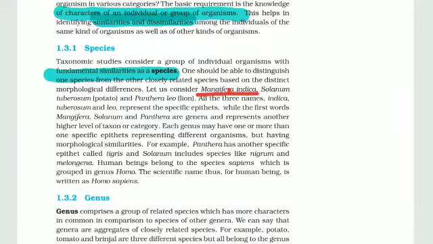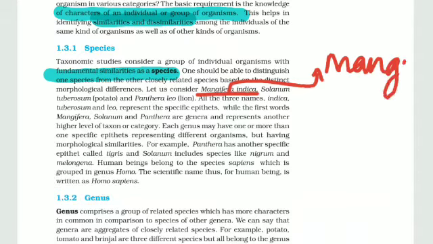This is mango's scientific name. Then you have Solanum tuberosum, which is potato, and Panthera leo for lion. All these three names, indica, tuberosum, and leo, represent the specific epithets. That is the second part of the binomial nomenclature, the second component, which is the specific epithet. Indica, tuberosum, and leo are the specific epithets.